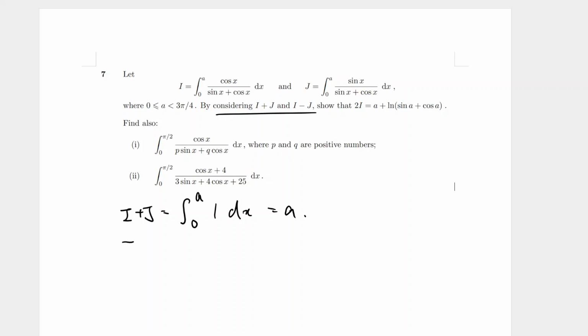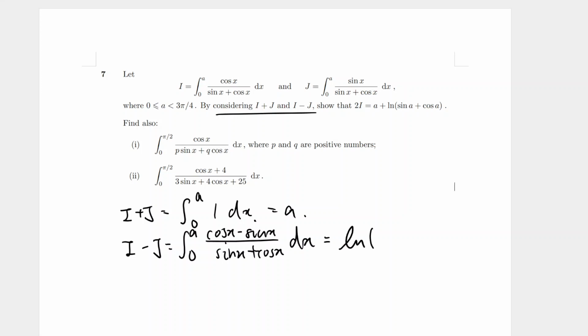How about I minus J? Let's write the whole thing out: I minus J equals the integral of cosine x minus sine x over the denominator. What is the top? The top is the bottom, but differentiated. If you differentiate the bottom, you get the top. This is called a derivative-present integral, that's how I call it. So this becomes ln of the bottom, ln of sine x plus cosine x. You can check by differentiating this, and you'll get the thing in front.